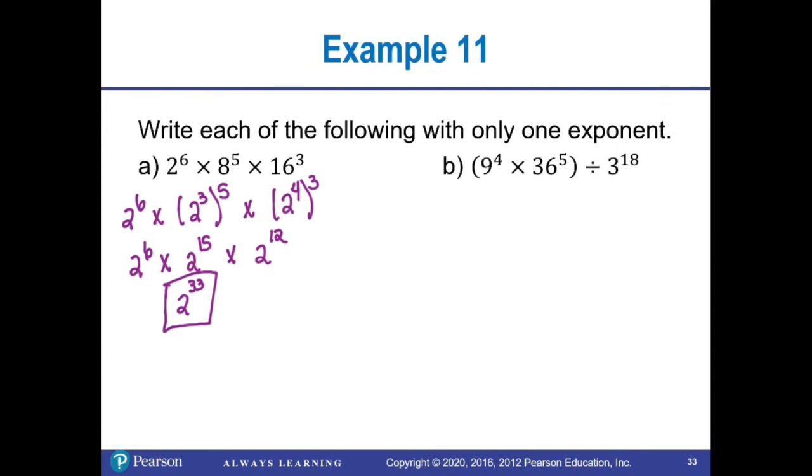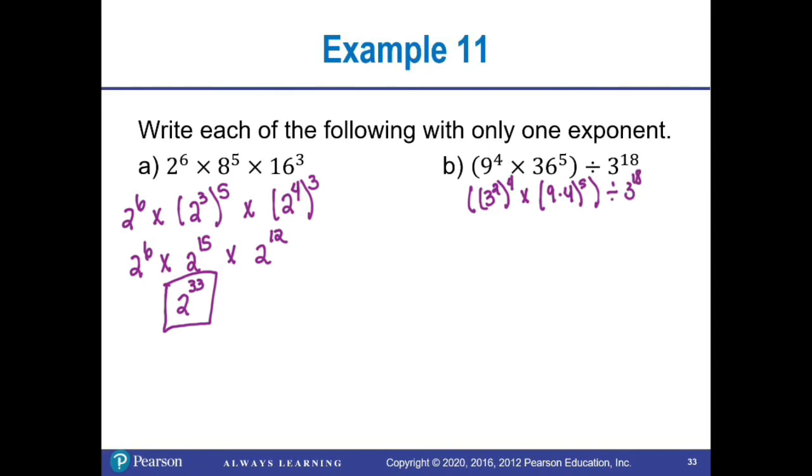Part B is going to take us a few more steps. So notice here I have 9 to the 4th times 36 to the 5th, and then I divide by 3 to the 18th. Well, 9 I can rewrite as 3 squared. Don't forget the 4th power that was originally with the 9. Times, now 36 I can rewrite as 9 times 4. Remember the 36 had a 5th power, so bring down that 5th power. Then bring down the divided by 3 to the 18th.